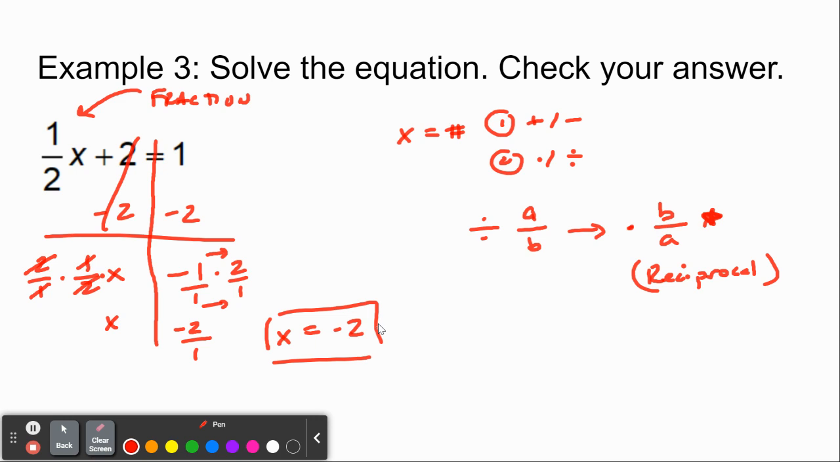So in a problem involving fractions, especially if it's the coefficient of the variable, when you look to divide it, multiply by its reciprocal instead.